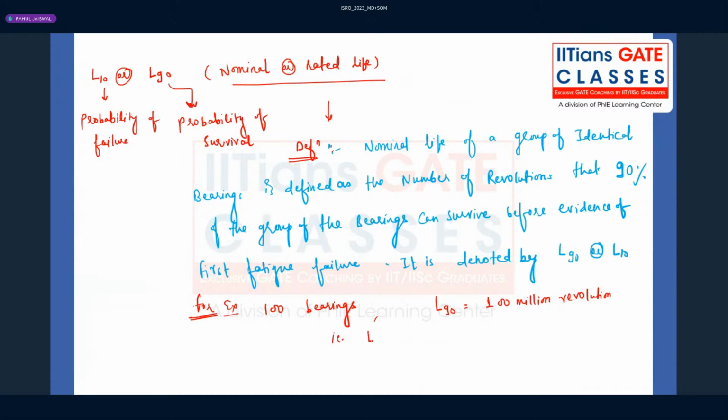That means 90 bearings will make more than or equal to 100 million revolutions, and 10 bearings, which we automatically consider as failure, will not make 100 million revolutions. They will make less than 100 million revolutions. What we have said is that 90% of the group of the bearings can survive, right?